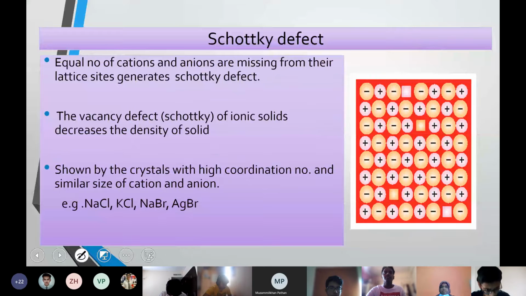Ma'am, is this a type of vacancy defect? It's a type of vacancy defect, because it is due to the vacancy created inside the crystal.